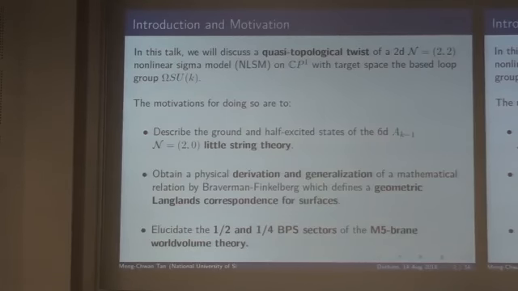Okay. So, introduction. In this talk, we'll discuss, as I said, a quasi-topological twist of the 2D N=(2,2) nonlinear sigma model with worldsheet CP1 and target space the based loop group of S2K. The motivation for doing so is that we would be able to use this sigma model to describe, as I mentioned, the ground and half excited states of the 6D A_{K-1} (2,0) little string theory. That's the string theory that lives, say, in an NS5-brane in type IIA.